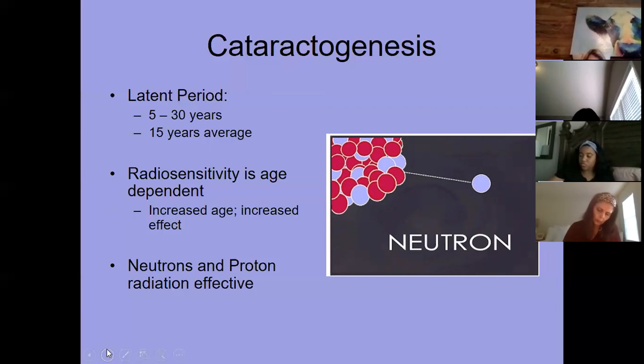So radiation-induced cataracts, like I said, are a somatic effect. It is non-stochastic or deterministic, however you want to describe it. But the good news is this is an effect that's rarely seen.